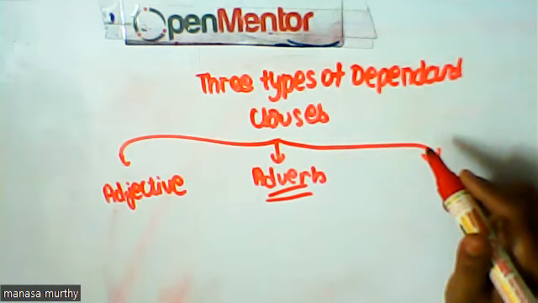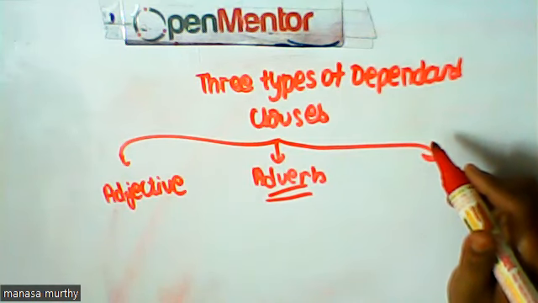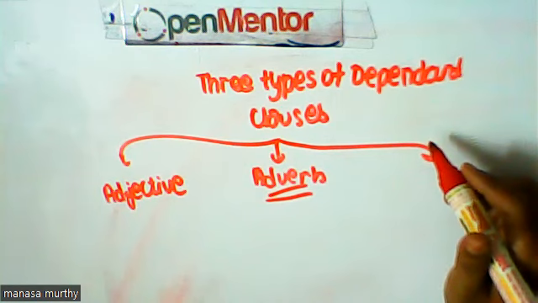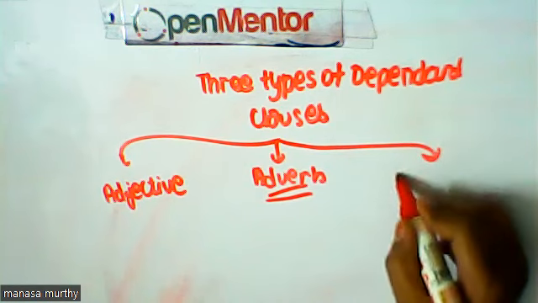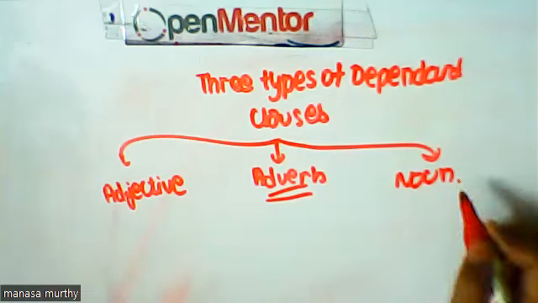He was driving very slowly. Driving is the verb. How did he drive? Very slowly. Noun plus.